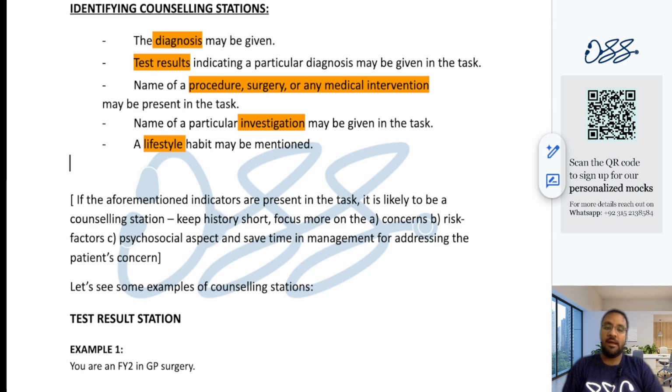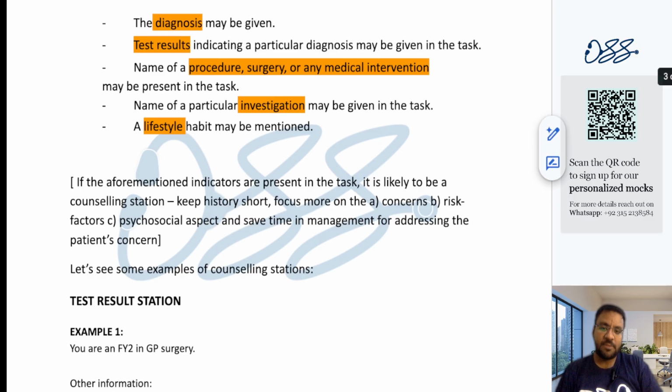And I'll just share a few examples with you, and trust me on this, if you just stick to these basics, you would be able to identify any counseling station in the future. So I'll just give a few examples for your understanding.